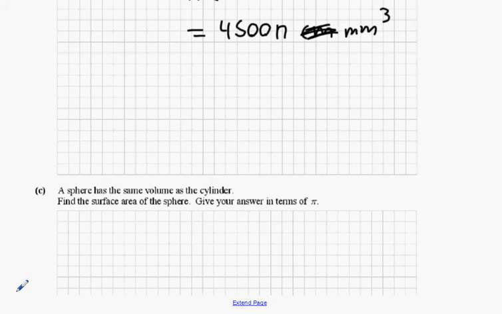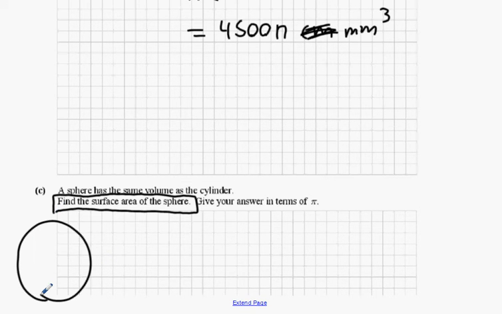Next one. A sphere has the same volume as the cylinder. Find the surface area of the sphere. That's the second part. Okay? You have a sphere. The sphere has some radius. We don't know the radius, do we, of the new sphere? But we know that its area is 4 pi r squared. We need to find out the radius in order to get the area.